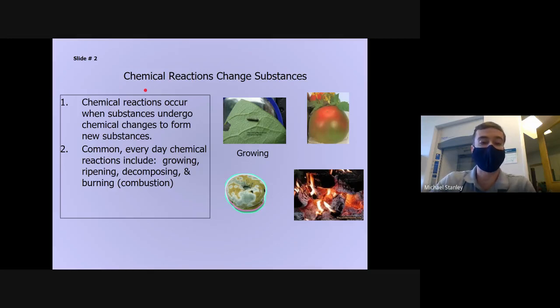We start off with leaf and plant material, and we end up with new substances like energy for the caterpillar or new caterpillar cells or the material that we need to make a butterfly. So we're taking one set of substances and turning it into something new.